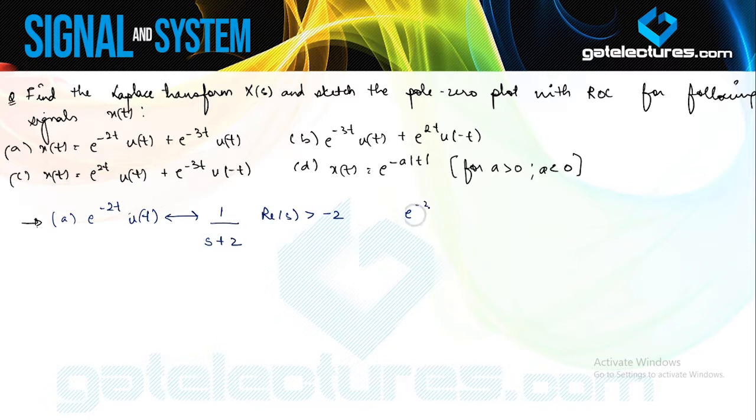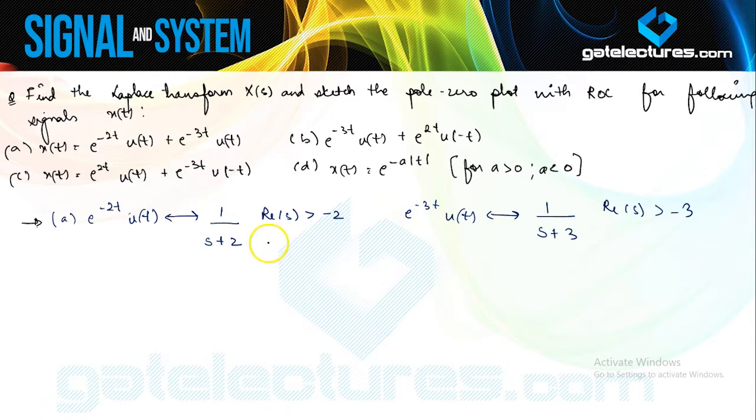And what about the second signal, e^(-3t)u(t)? This is going to have Laplace 1/(s+3), ROC is going to be real part of s greater than -3. Now, if you just look at these signals, this part of the signal occurs for values of t greater than 0, and similarly, this part also occurs for values of t greater than 0. So this is going to be a right-sided signal, because it occurs only for values of t greater than 0. Since the signal is a right-sided signal, what have we learned about the ROC? We have learned that the ROC of a right-sided signal is going to be to the right of the rightmost pole, right?